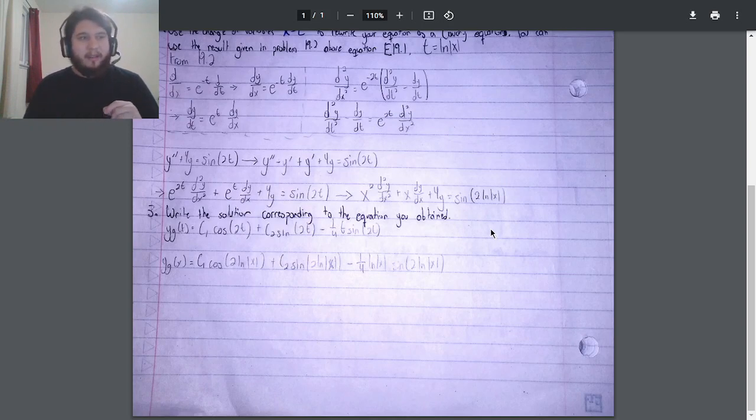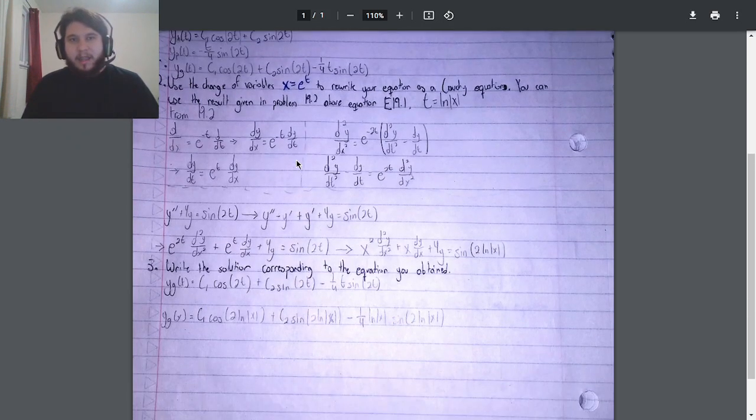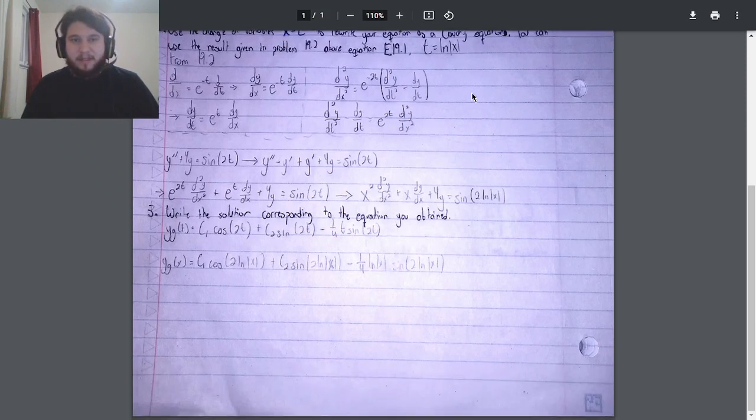What I did was grab the general solution that we got in part 1, and since we're just applying a change of variables to get here, I apply the same change of variables to this one, replacing all the t's with ln of x to get the general solution y equals c1 cosine of 2 ln x plus c2 sine of 2 ln x minus 1/4 natural log of x times sine of 2 natural log of x.